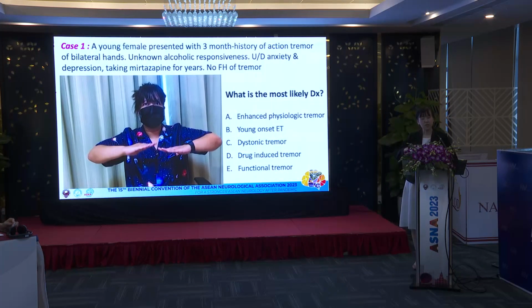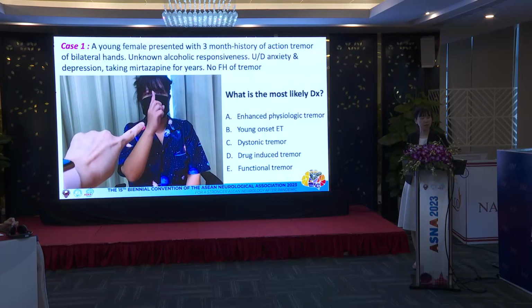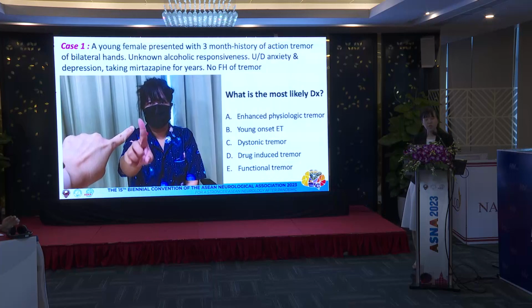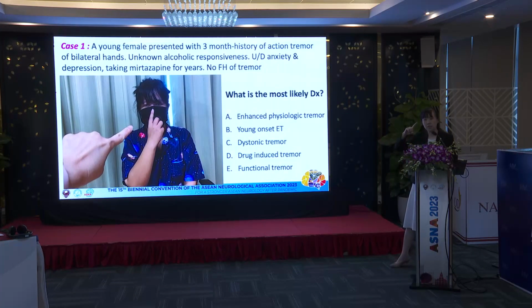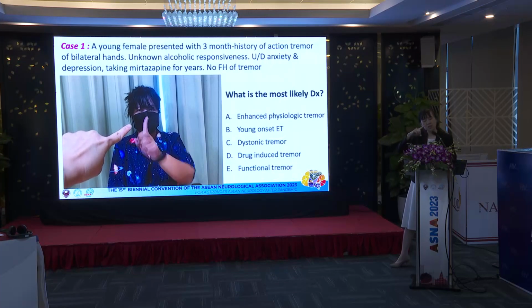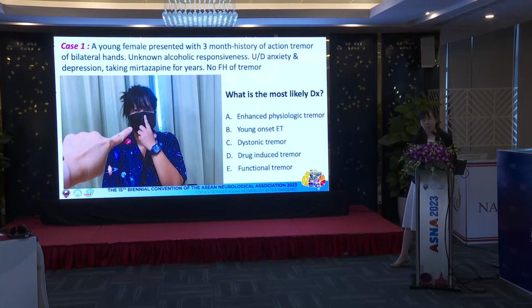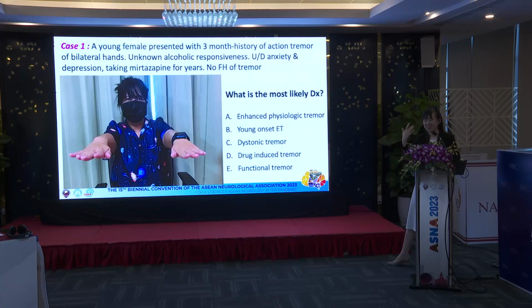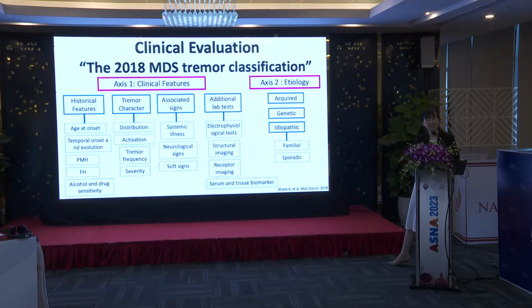You can see here that she has action tremor of bilateral hands, but more predominantly at the fingers. And when she does the finger-to-nose test, you can see that the fingers have a simple kinetic movement, but is this the same while approaching the target? What is the most likely diagnosis? I think everyone may think in your mind, and let's listen to this classification first.